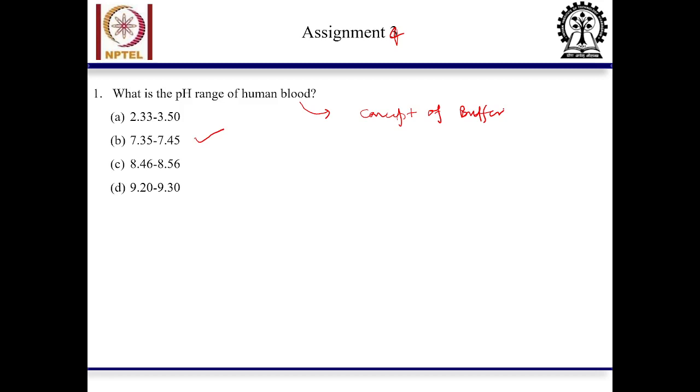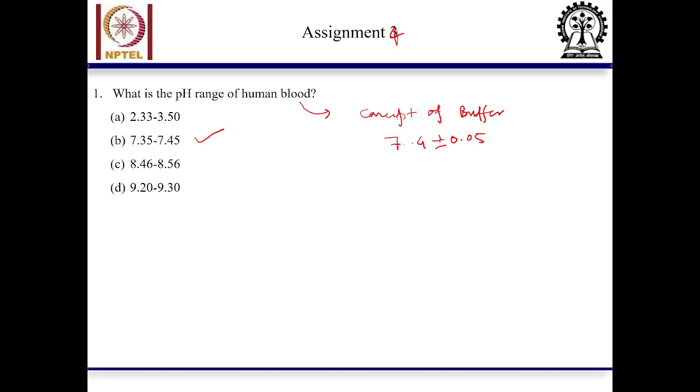So now the question is why 7.3 to 7.45 pH only? Basically, whatever enzymes are there in the blood, like hemoglobin and all, I'm not a biologist, but whatever enzymes are in the blood survive only in a definite pH range, which is 7.4 plus minus 0.05. So basically it will come to 7.35 to 7.45.